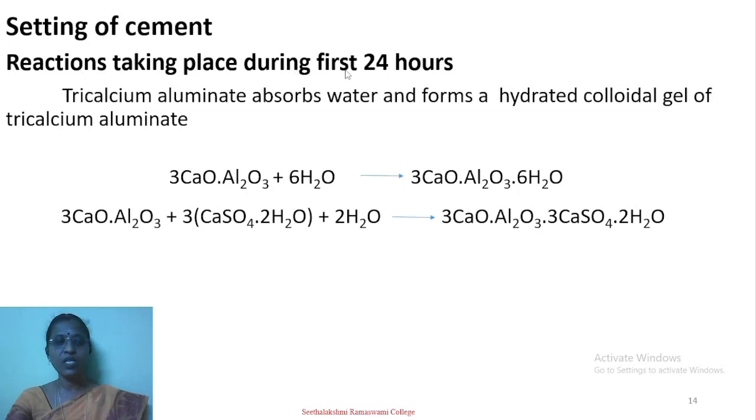Reactions taking place during the first 24 hours. The tricalcium aluminate absorbs water and forms a hydrated colloidal gel of tricalcium aluminate. This hydrated colloidal gel of tricalcium aluminate starts to crystallize. The tricalcium aluminate reacts with gypsum to produce calcium aluminosulfate. This increases the setting time of cement.